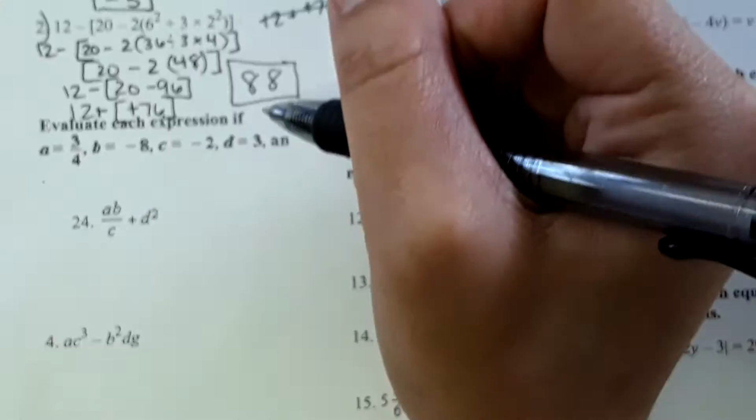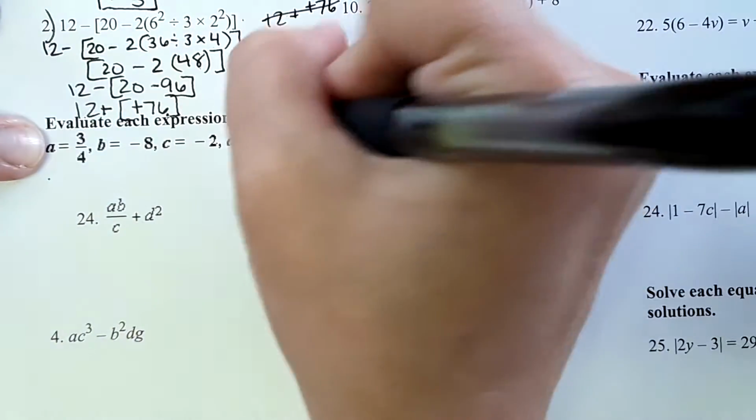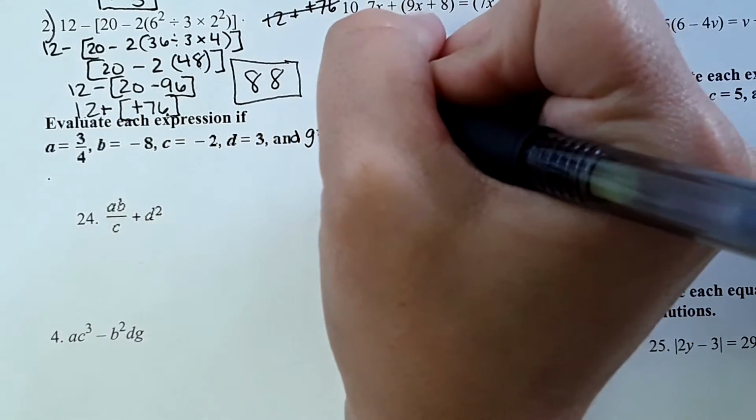Then evaluate each expression. Oh, there's something. See how it's cut off here? It says and g equals 1/3.